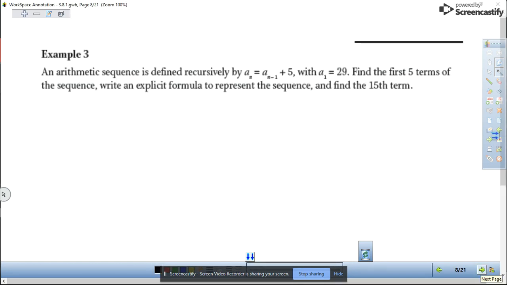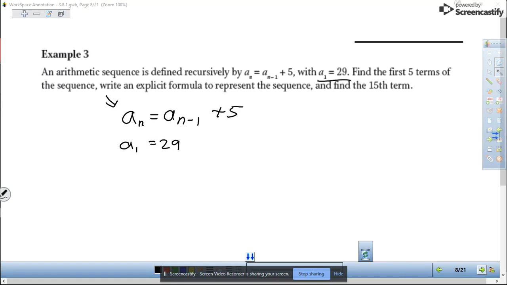So example 3, an arithmetic sequence is defined recursively. So here's that recursive formula. This is the other one. And all a recursive formula does, it's really simple. Don't overthink it. It relates any term in a sequence to the term that came before it, right? A4 would be A3 plus 5. That's all this does, right? So not only do I have to give you the formula here, I also have to give you at least one term in the sequence. And they do. They say that A1 is 29. So I know A1 is 29, right?